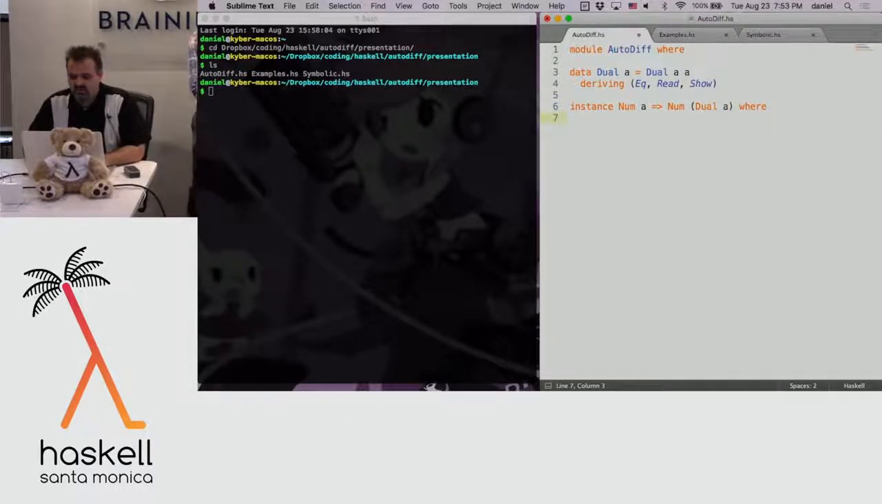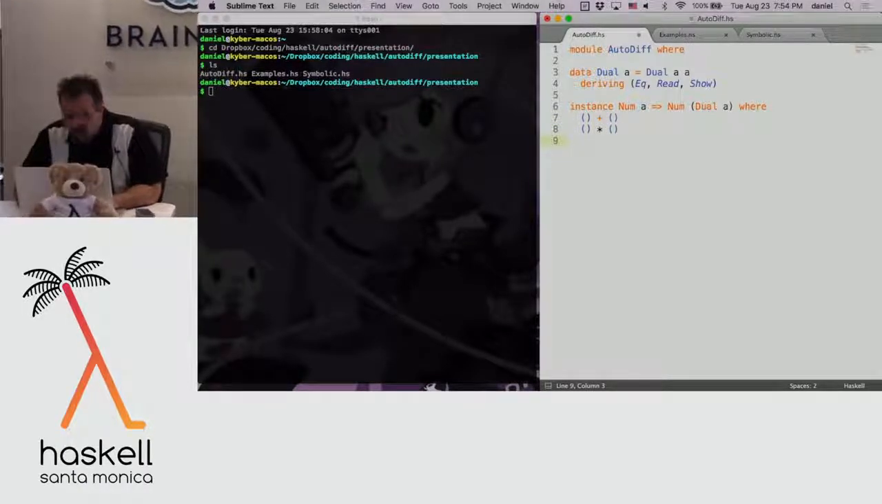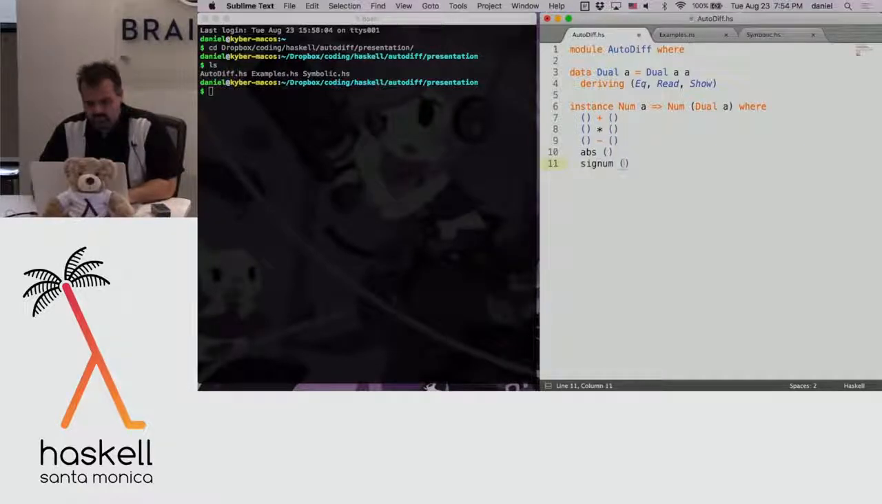And now we have to implement Num instances for these. Oh, what does Num have? Okay, it has plus, and it has times, and it has minus, and it has absolute value, and it has signum, and it has fromInteger. And all of these have to be duals. So I'm going to pattern match on here. And I'm going to give this a suggestive name.